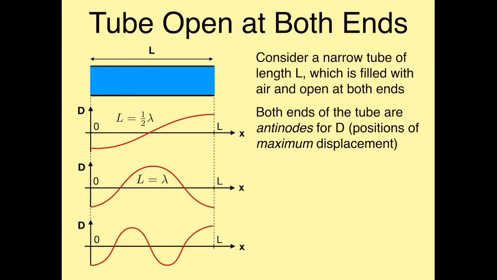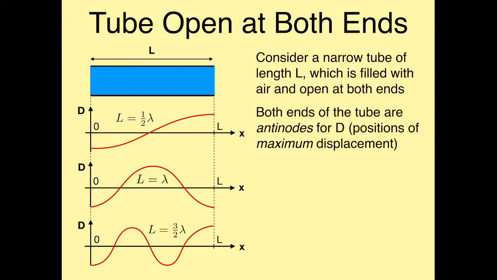Now, another possibility is that you have an antinode over here, then you have a full wavelength to get to this point, and then you undergo another half wavelength to get to the other end of the tube, and now you're at another antinode for displacement. Now in this case, you're fitting 3 halves of a wavelength inside of the length of the tube, so L is equal to 3 halves times lambda.